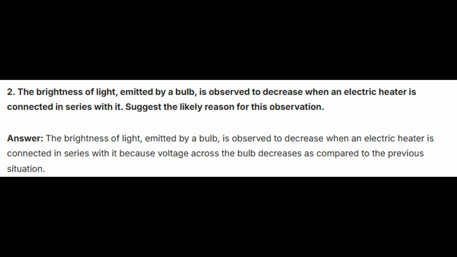Second, the brightness of light emitted by a bulb is observed to decrease when an electric heater is connected in series with it. Suggest the likely reason for this observation. Answer. The brightness of light emitted by a bulb decreases when an electric heater is connected in series because the voltage across the bulb decreases as compared to the previous situation.